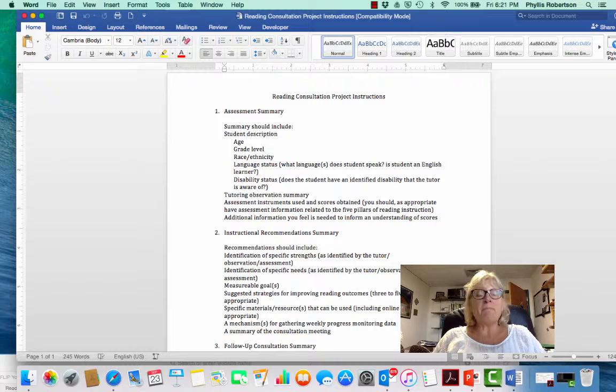You may want to do a maze. Maze tends to be more appropriate for students that are 3rd through 5th grade. Easy CBM has some maze passages. DIBELS has what they call DAZE, D-A-Z-E passages, which are the very same thing.